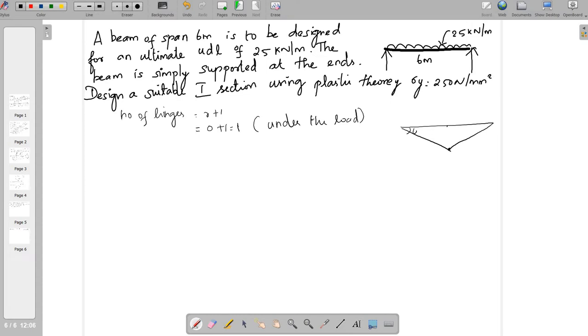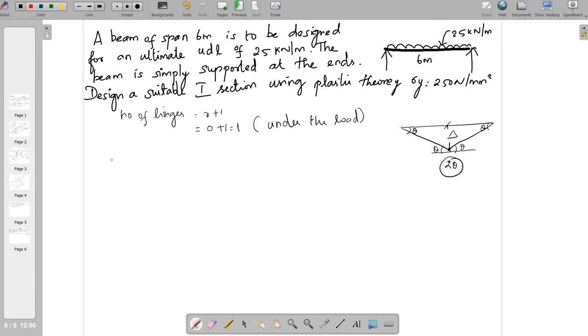So if you understand the angle of inclination of this deflected shape, this is the deflection delta. The load is here. If you draw a horizontal line, this theta will be available here, and this theta will be available here. So totally under this point, 2 theta is available.